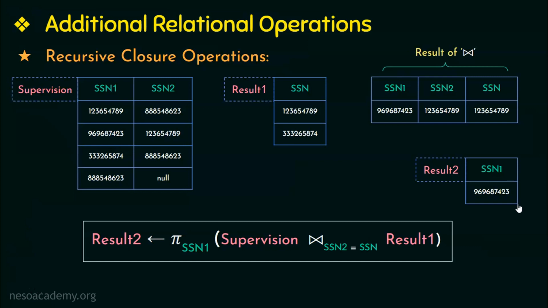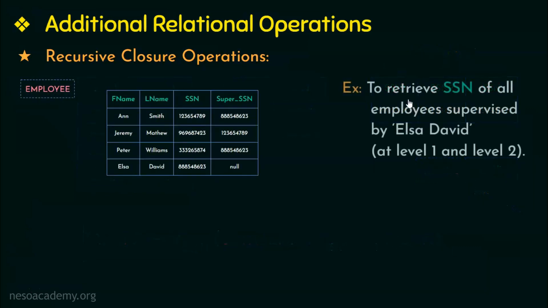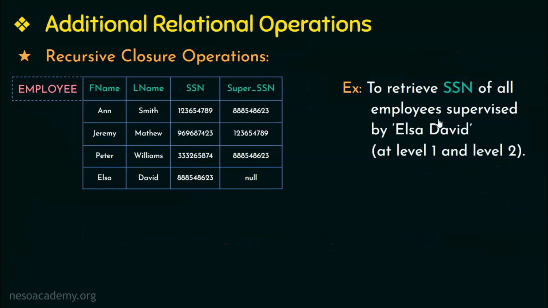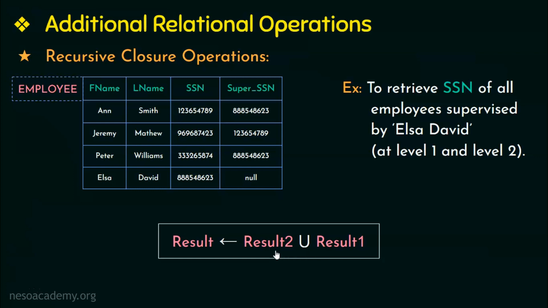Hope you understood the two examples that we just discussed. Now, if I want to retrieve the SSN of all the employees supervised by Elsa David, both at level 1 and level 2, what do I have to do? I already have the SSN of all the employees directly supervised by Elsa David, that is at level 1. Also, I have the SSN of all employees supervised by Elsa David at level 2. I just have to perform a union of these two results. And its result is stored in this relation, which will contain the SSN of all the employees supervised by Elsa David, both at level 1 and level 2.